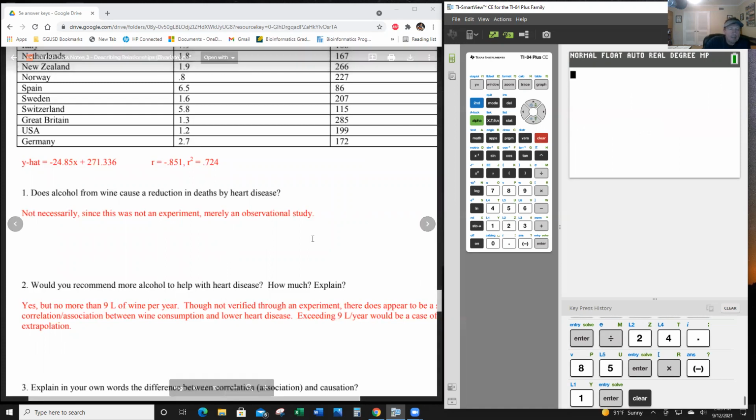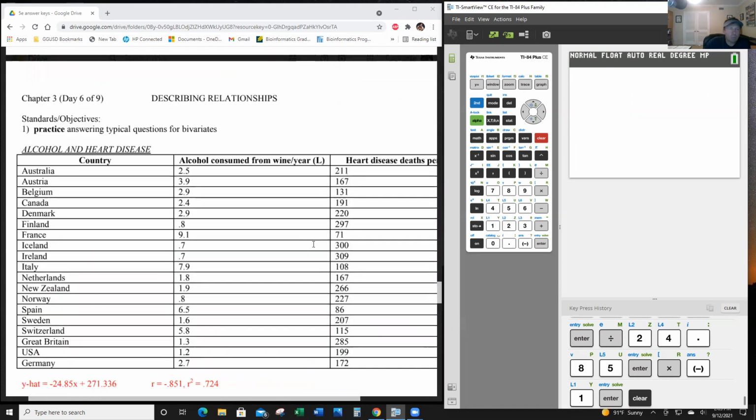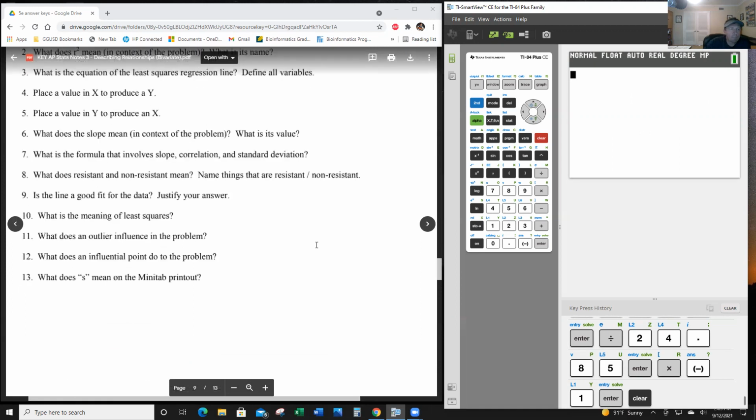All right. Next one. What's the formula that involves slope, correlation, and standard deviation? No problem at all. That is B equals R times S sub Y over S sub X. You're going to run into that in your homework. We're going to run into that maybe in some practice questions that I'll give you later. So we'll see that. Okay.